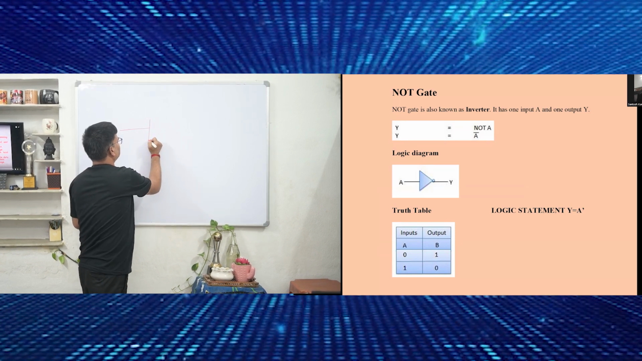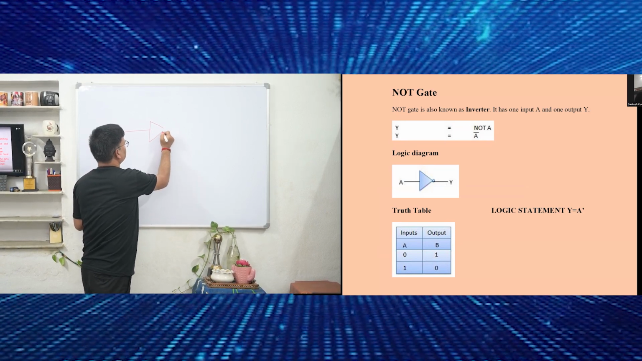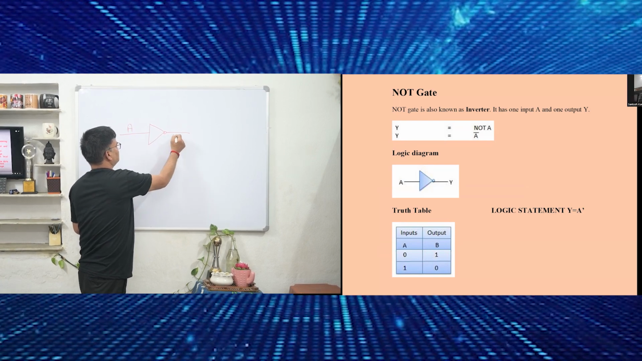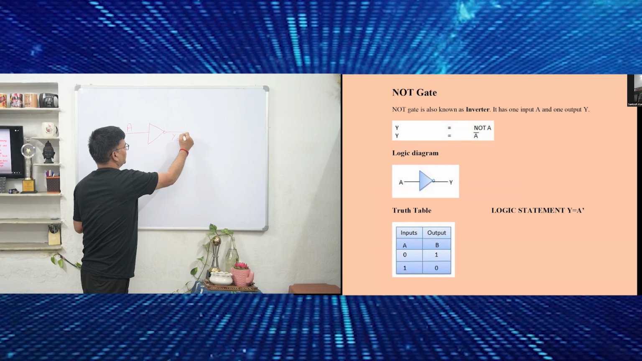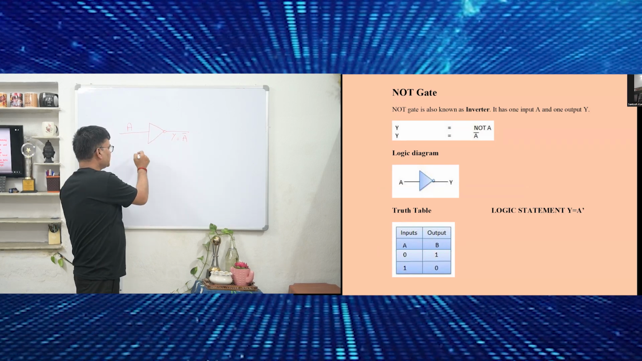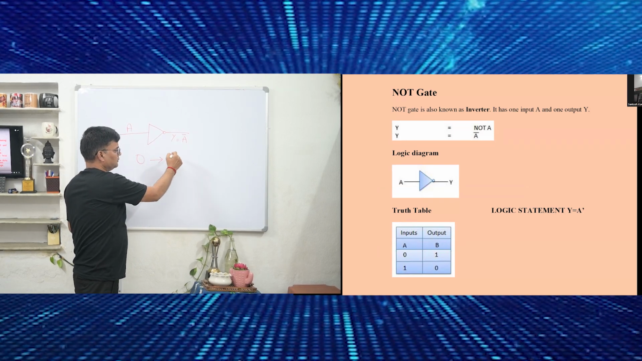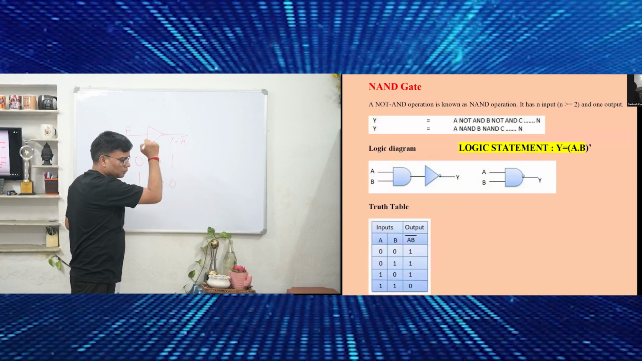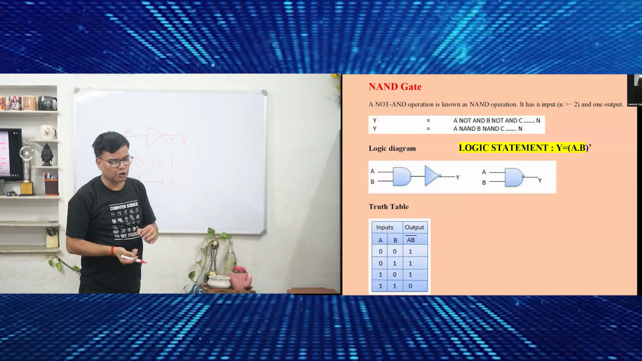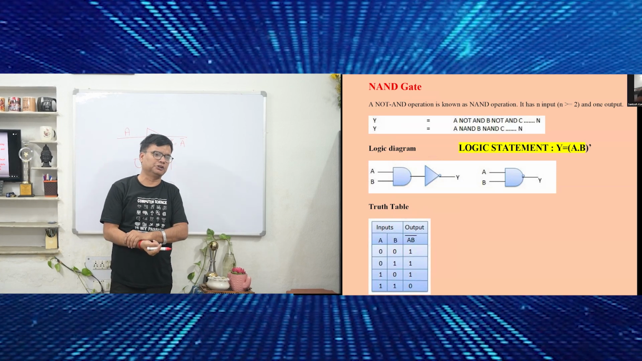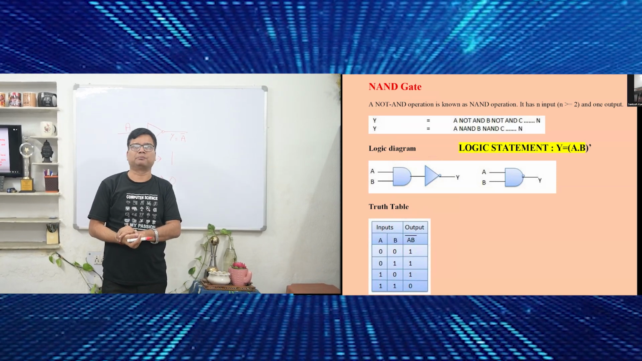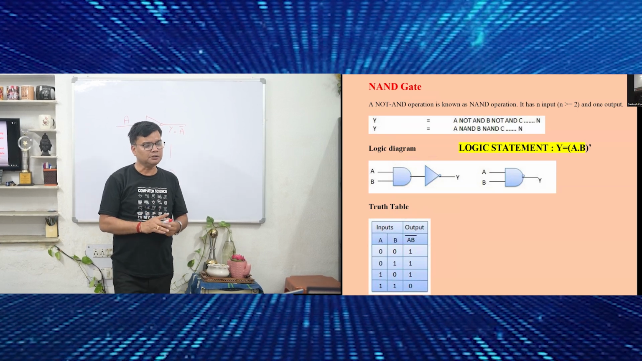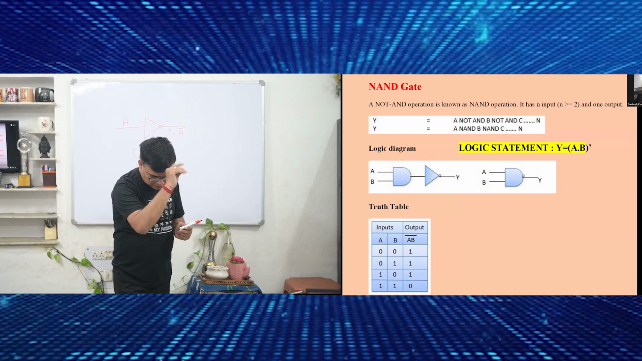I take one input, I put a complement to it. Now this is A and this is Y. Y equal to A bar. Now if you take 0, its output will be 1, and if you take 1, its output will be 0. So the NOT gate is used to obtain the complement of a logic input. Whatever input is provided, the NOT gate will give the complement of the input value.